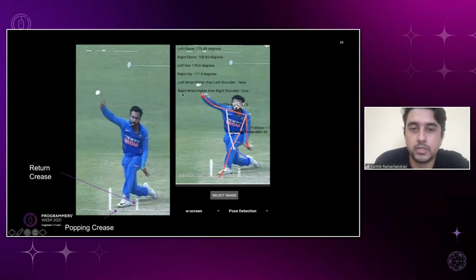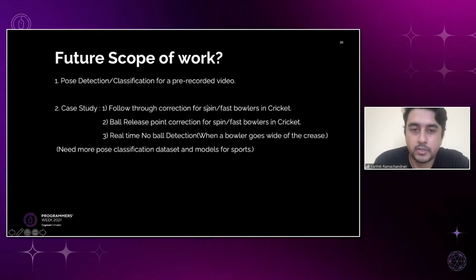Similarly, you can have a look at this. Right wrist is higher than right shoulder. So yeah, right wrist is this one, and yes, it is higher than the right shoulder. It can be used for a lot of other things. There's some case study which I'm going to perform. I do a lot of research and development. So it can be used for follow through correction for spin and fast bowlers in cricket.